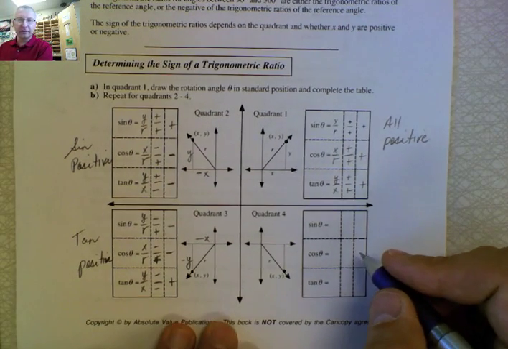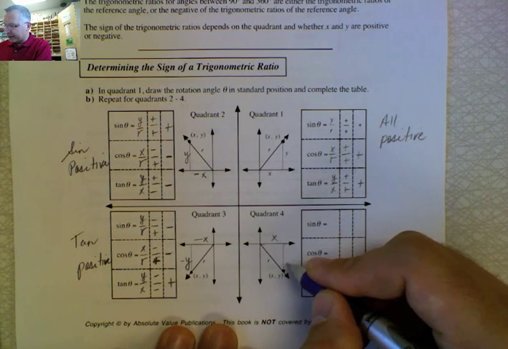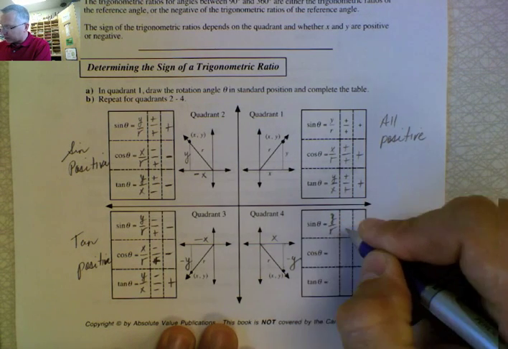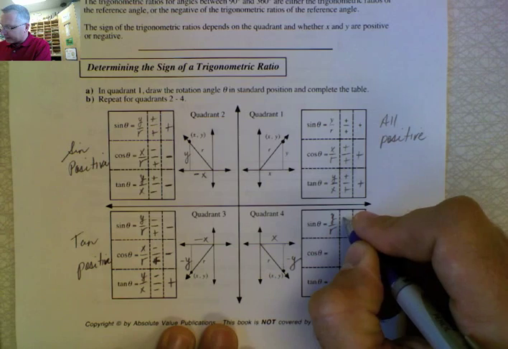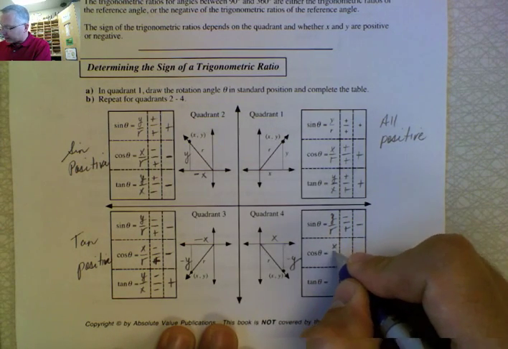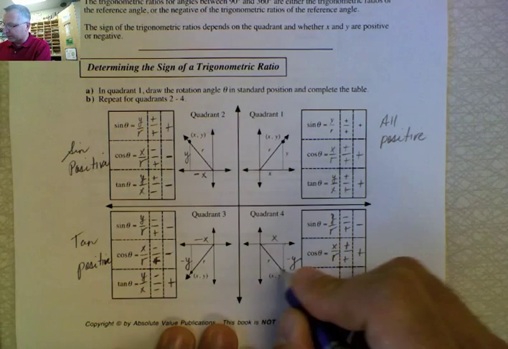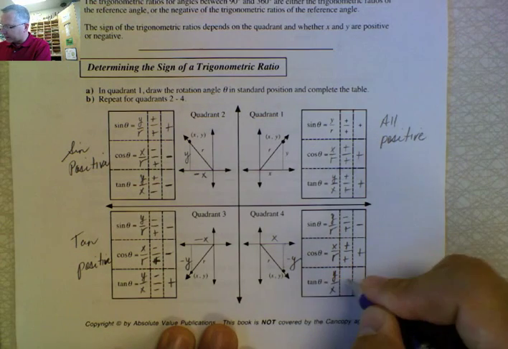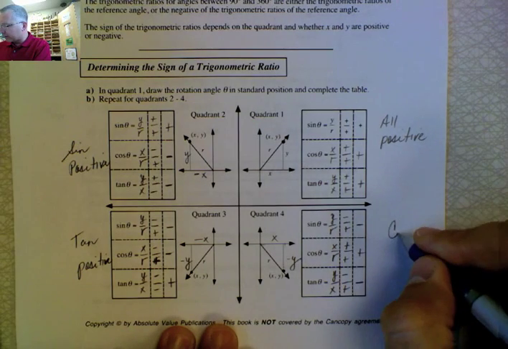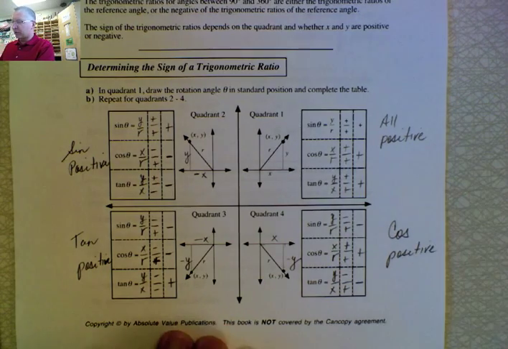And if we look at quadrant 4, we're now going along the positive x-axis, but we're moving down, so we're going along the negative y-axis. So sine being y over r is going to be a negative over a positive, which is a negative. Cosine's x over r. X is positive, r is positive, so cosine's positive. Tangent's y over x. So y is negative, x is positive, so tangent's negative. So the only thing that's positive in quadrant 4 is cosine.